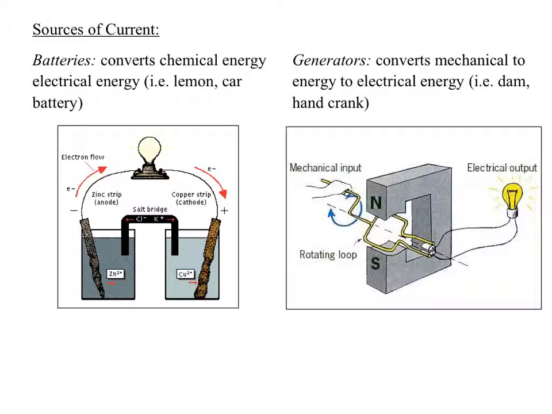I want to go to this section on this. We're going to talk about two sources of current that are the two most common sources of current that occur. First, batteries.